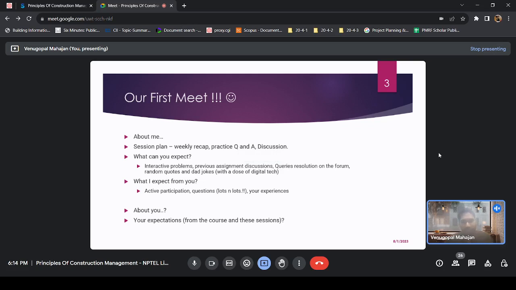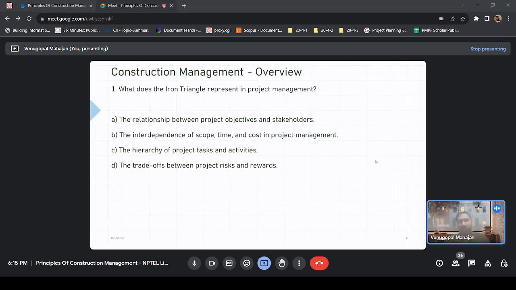Okay, so what I didn't get from you guys is what your expectations are from these sessions. So maybe let's see what I have planned for you today, and then we'll see what you were expecting and what additional things you want. Okay, so we'll just delve into some easy questions. What does the iron triangle represent in project management? The options are in front of you. KBC style, you can just start answering.